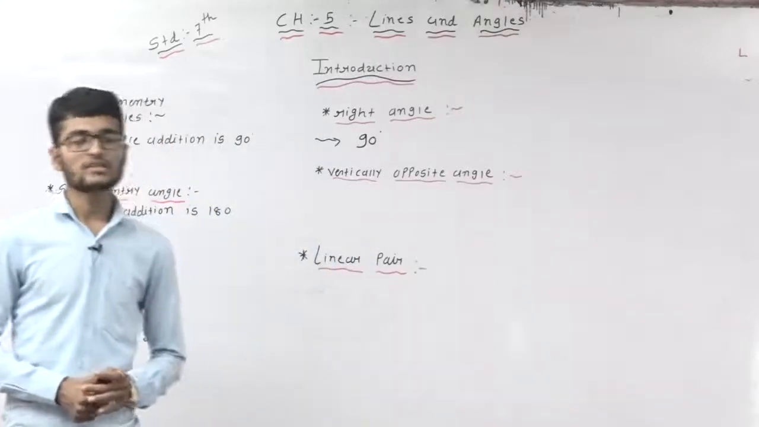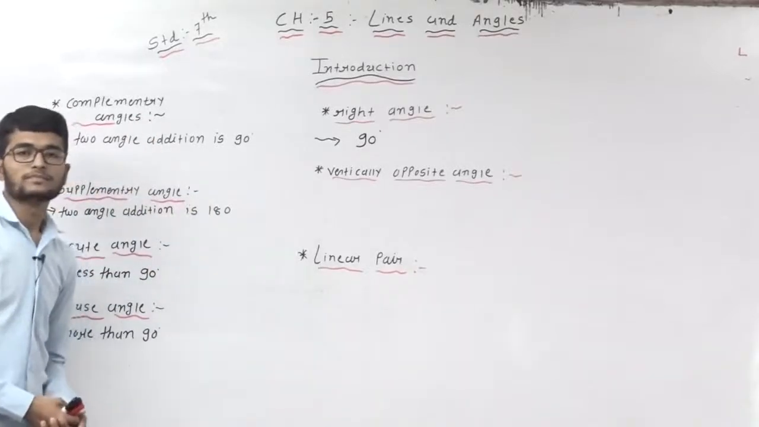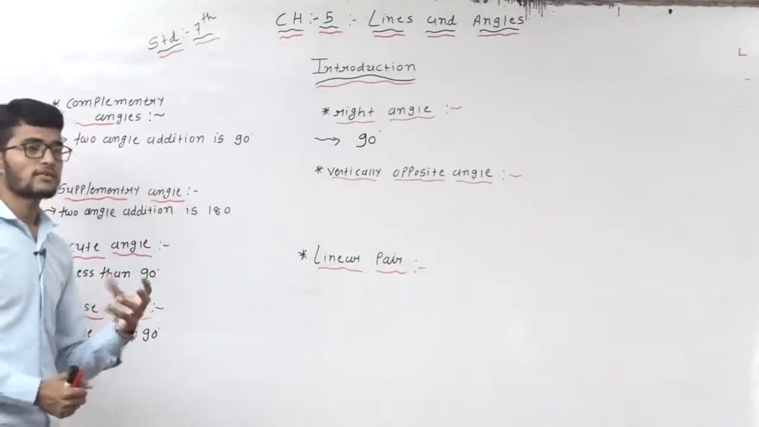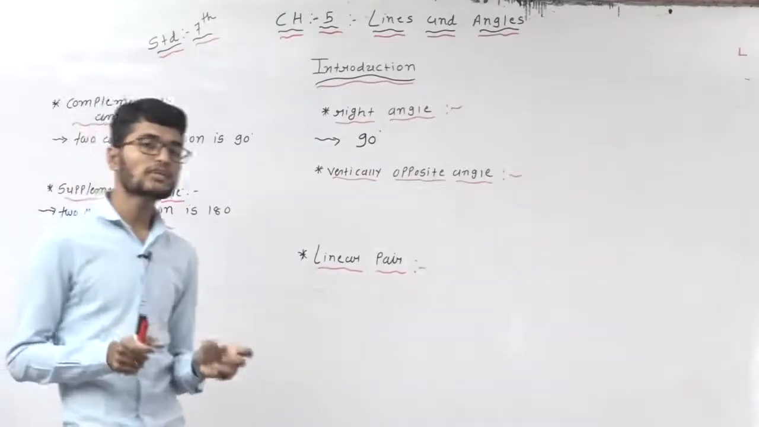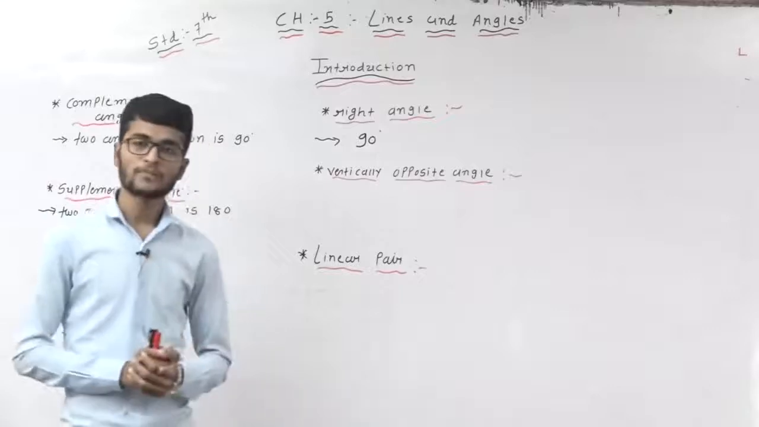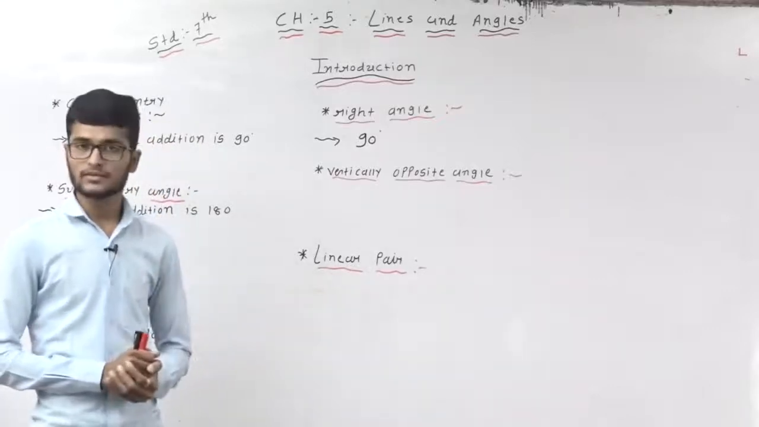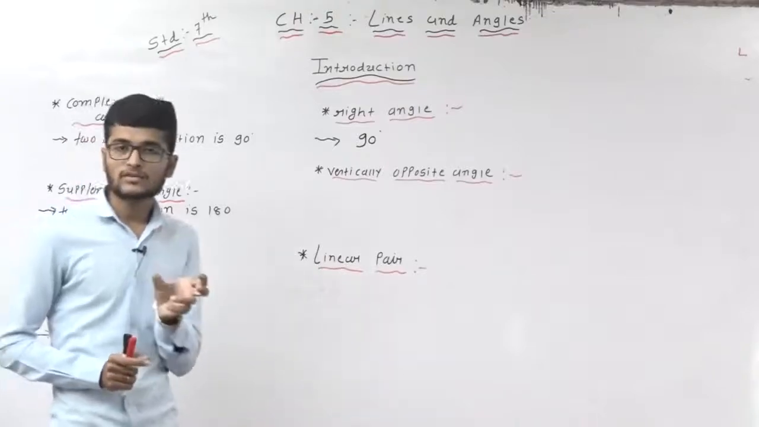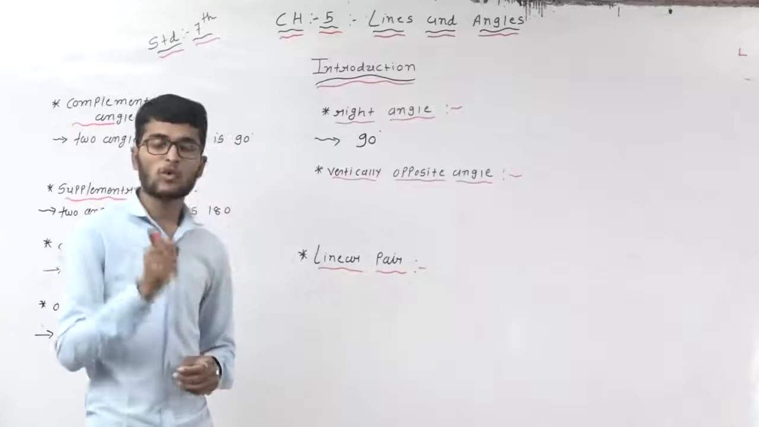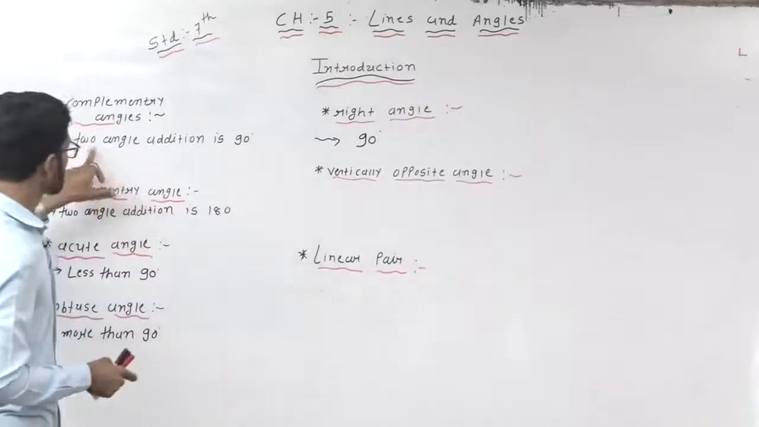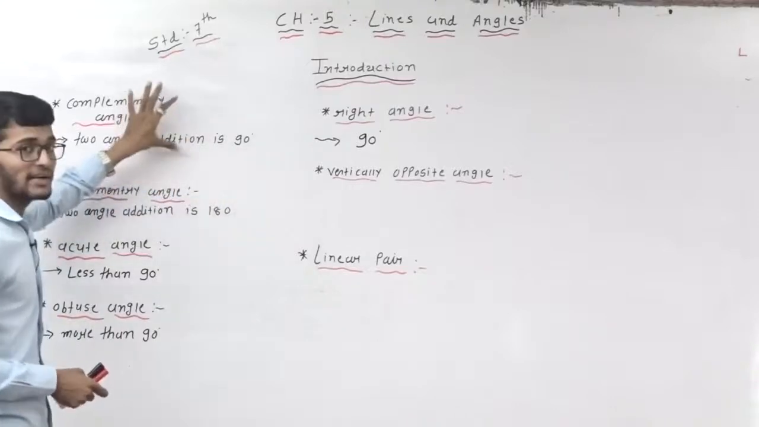So first of all, here are the complementary angles. So what are complementary angles? So dear students, given any two angles, if the addition of these two angles is equal to 90 degrees, then these two angles are called complementary angles. It means two angles whose addition is 90 degrees. Okay, so this one is a complementary angle.